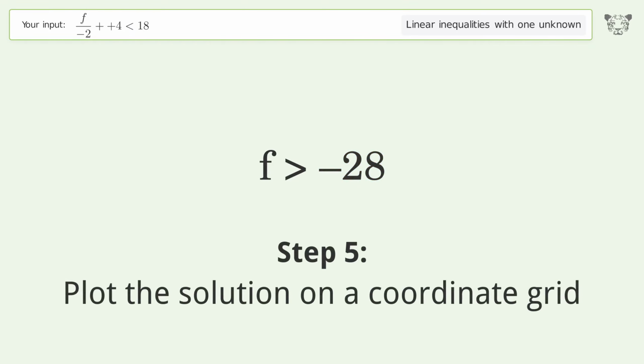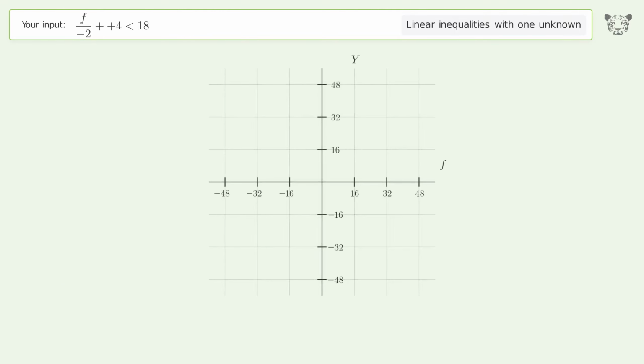Plot the solution on a coordinate grid. And so the final result is f greater than -28.